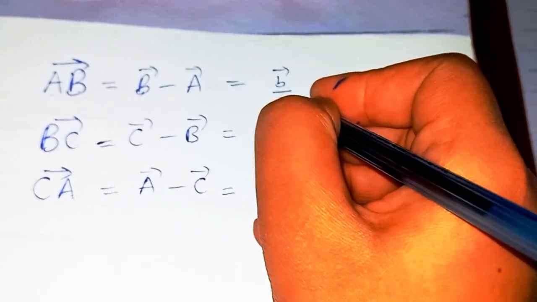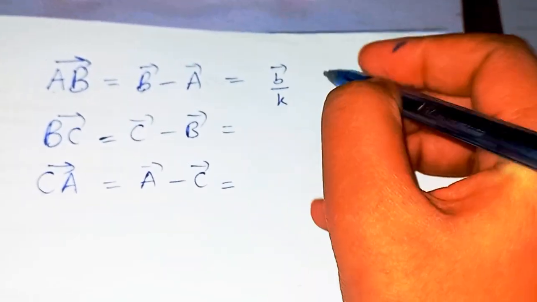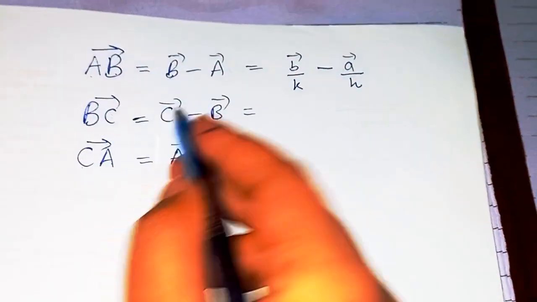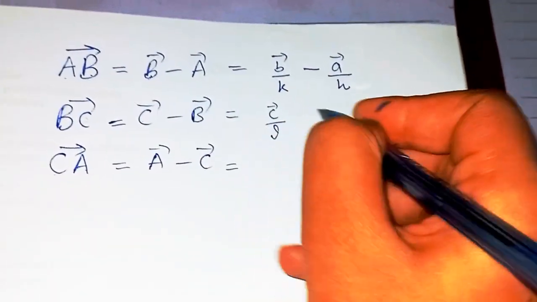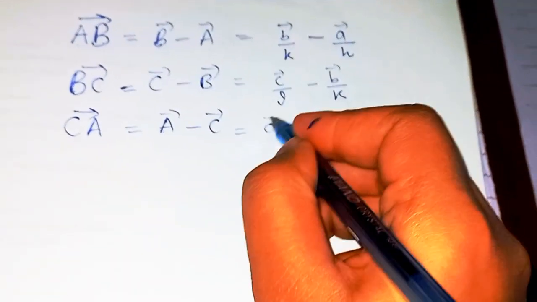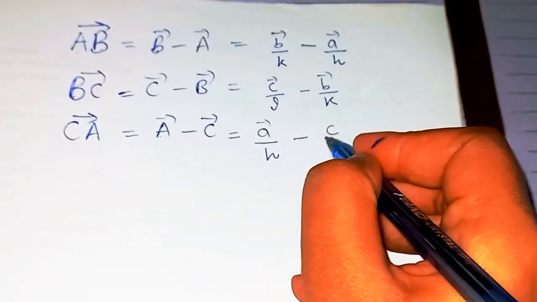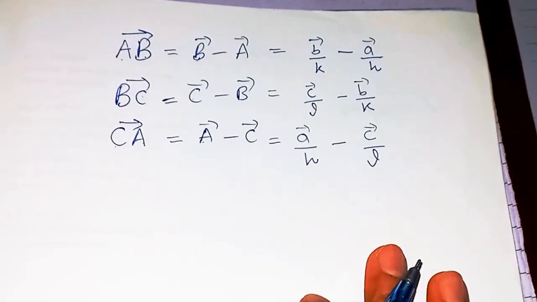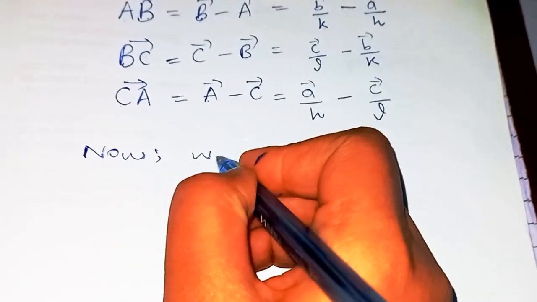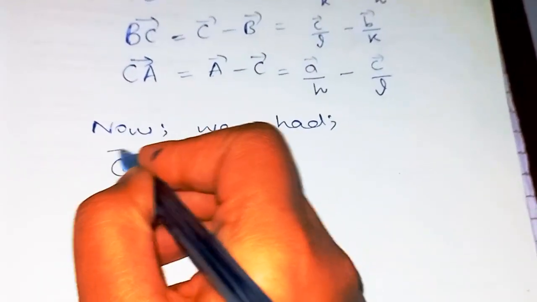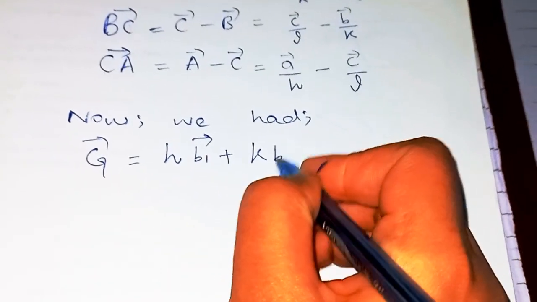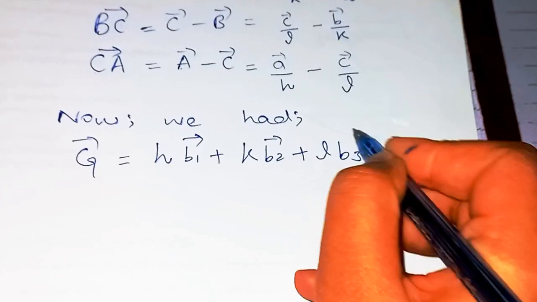B vector divided by k, which is Miller indices, minus A vector, which was a/h. C is c vector divided by l, minus B, which is b vector divided by k. A is a vector divided by h, minus C vector, which is c vector divided by l. All right, simple as that. I hope you are not confused. Now we had G vector, which was h b1 vector plus k b2 vector plus l b3 vector.